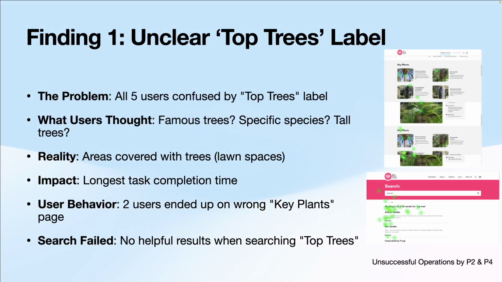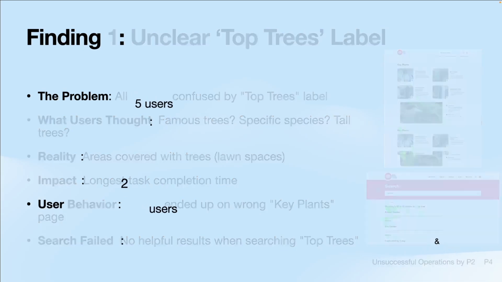This confusion resulted in the longest test completion time, and 2 users ended up on the wrong key plants page. The search function also failed to provide helpful results.